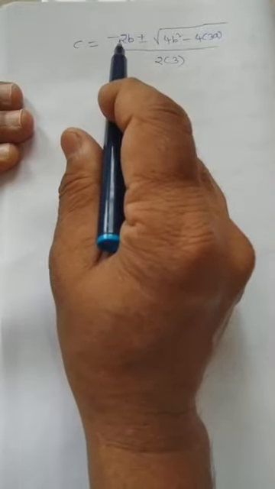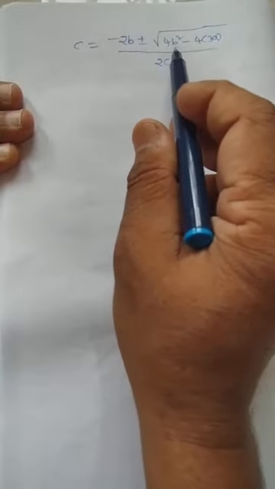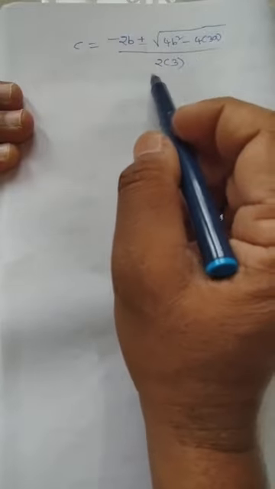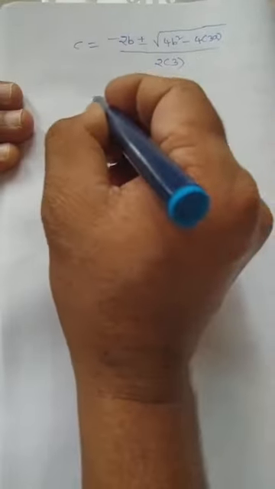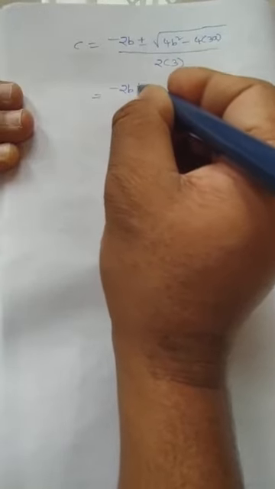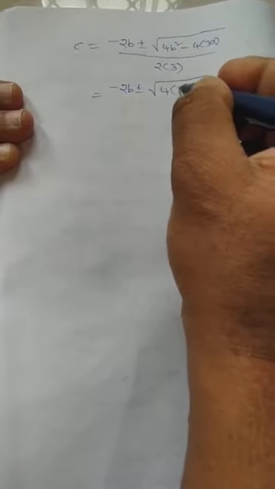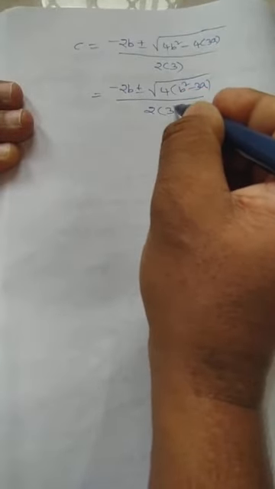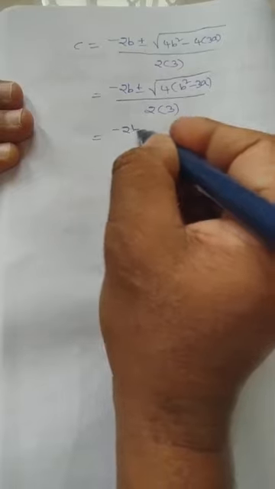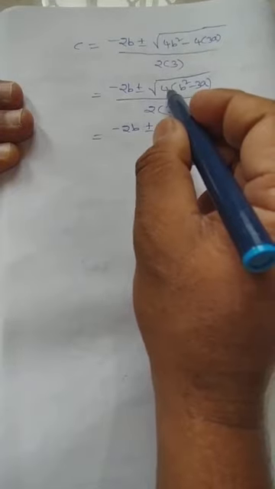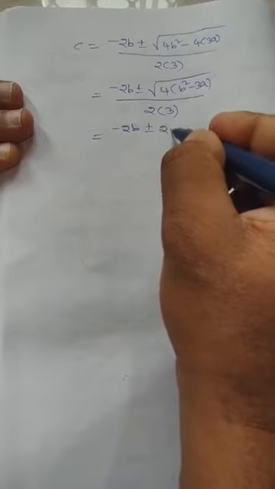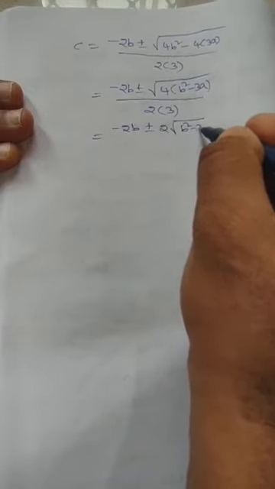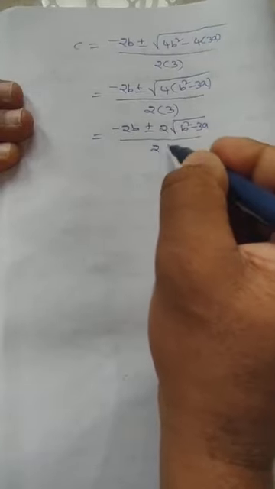Okay. So now I got the c value as minus 2b plus or minus under root of 4b square minus 4 into 3a by 2 into 3. So minus 2b plus or minus under root of 4 is the common term in the root. So b square minus 3a by 2 into 3. So minus 2b plus or minus, when 4 comes out from the root, it will become 2 under root of b square minus 3a by 2 into 3.